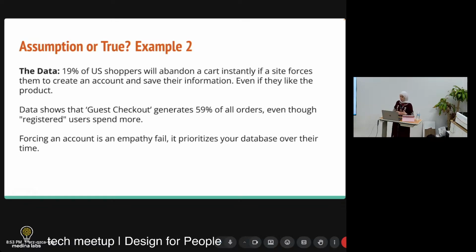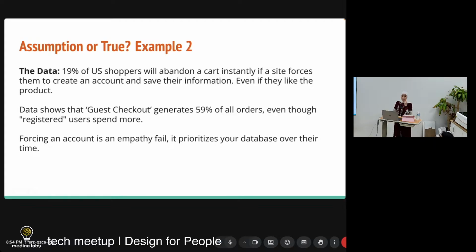So let's see the data. 19% of US shoppers will abandon the cart instantly if a site forces them to create an account and save their information, even if they like the product. And the data also shows that guest checkout generates 59% of all orders, even though registered users will spend more money. So that confirms her point and my point together. If you shop from the same place over and over again, then you're likely to set up an account.